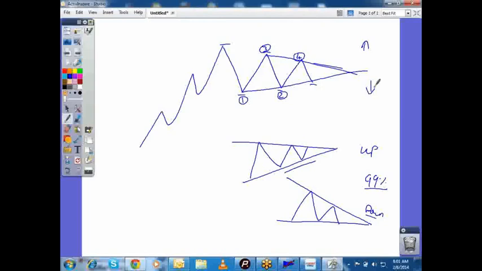Now in this case, if it breaks up, then it will become a continuation pattern because the trend was up and then it went sideways and then it breaks up. So it becomes continuation. And if it breaks down, then it becomes a reversal pattern. So triangles can work as continuation as well as reversal patterns.